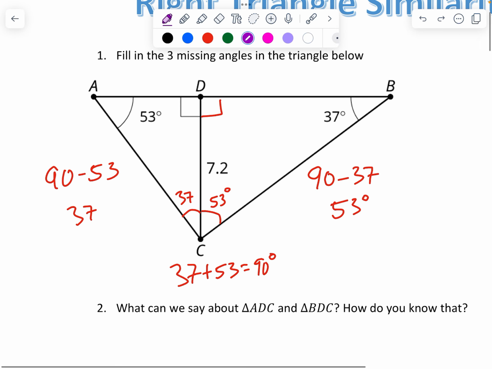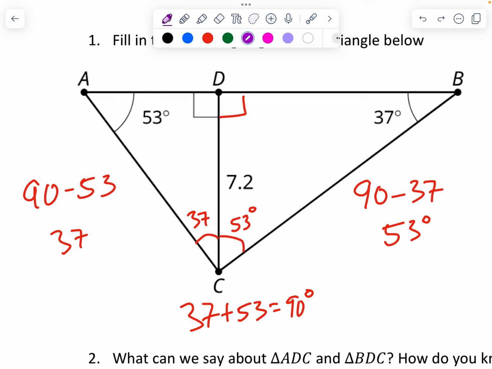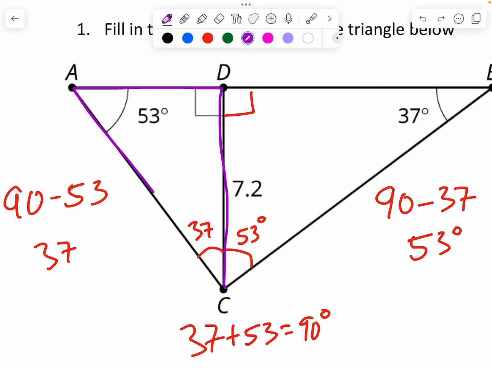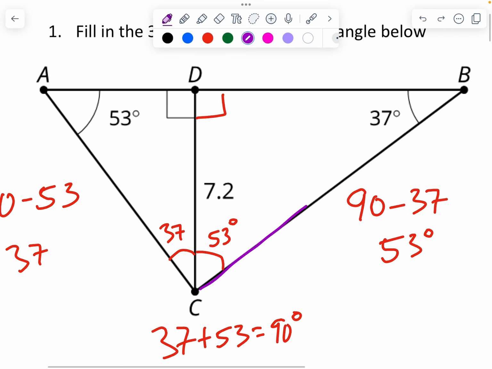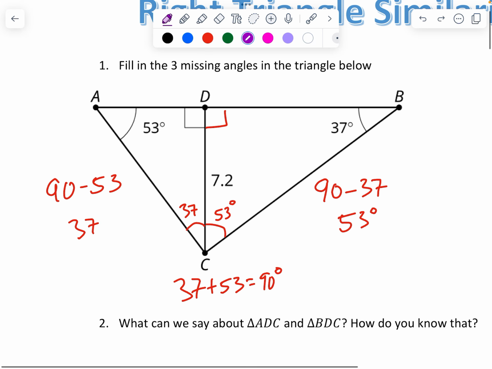But we've got this weird situation going on where we kind of have three triangles. So we have the original triangle, and its angles were 90, 53, and 37. We have this triangle over here, and its angles are also 90, 53, and 37. And then we also have this triangle over here, and its angles are 90, 53, and 37. So all three triangles have the same angles, which means all three triangles are similar to each other, okay?